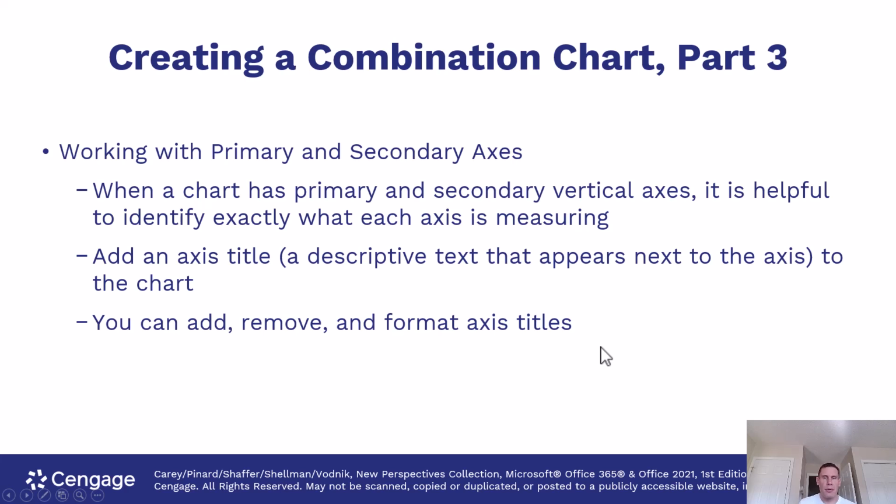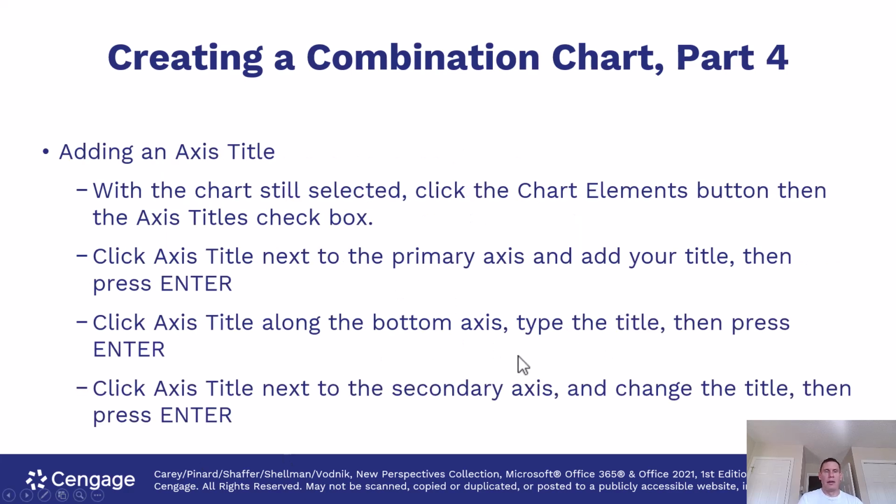Okay, working with primary and secondary axes. So when a chart has primary and secondary vertical axes, it's helpful to identify exactly what each axis is measuring. So you can add an axis title, a descriptive text that appears next to the axis, to the chart. You can also add, remove, and format axis titles if you so desire.